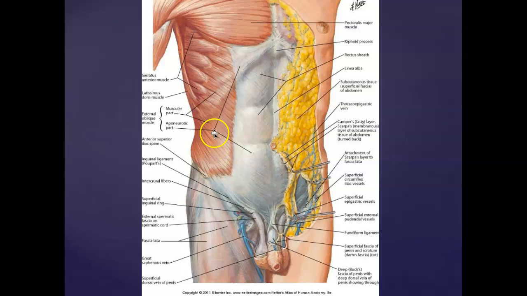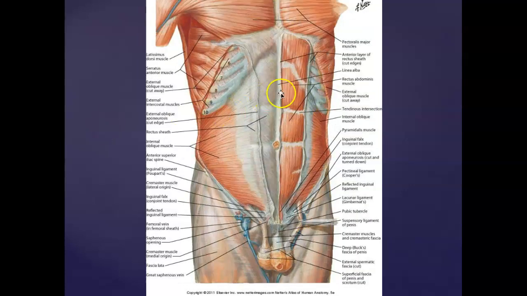So what I'd like you to do in this dissection, if I go back to this, is make a small cut, a small window through the rectus abdominis. You can do that on either side here, but maybe right up through here. Make a small cut to expose some of the fibers of the rectus abdominis and see how they're going vertically up and down.